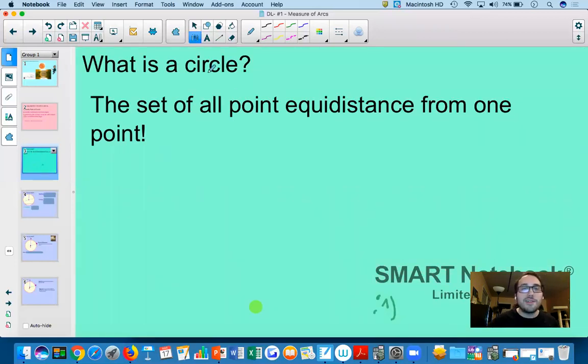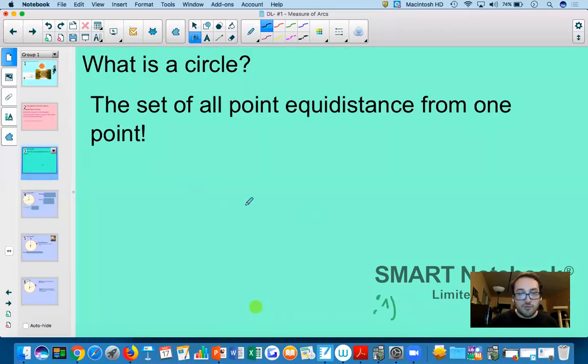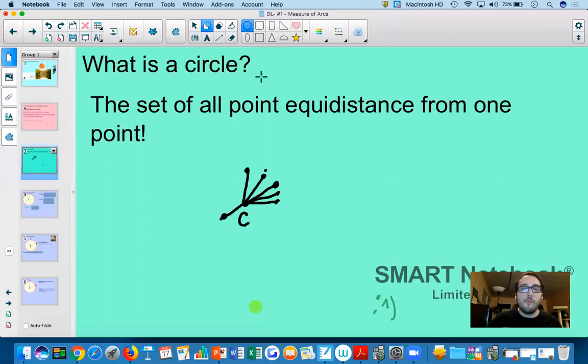So first things first, what's a circle? So there's an actual rigorous definition. A circle is the set of all points equidistant from one point. So really what that means is, if I draw a dot, let's call that C, as that's my center. Let's say I measure, let's pretend this is like an inch, and I put a dot. Let's say I measure another inch, and I put a dot. And I keep doing this infinitely, in every direction I can. You'll notice that it's starting to create what we know as a circle.